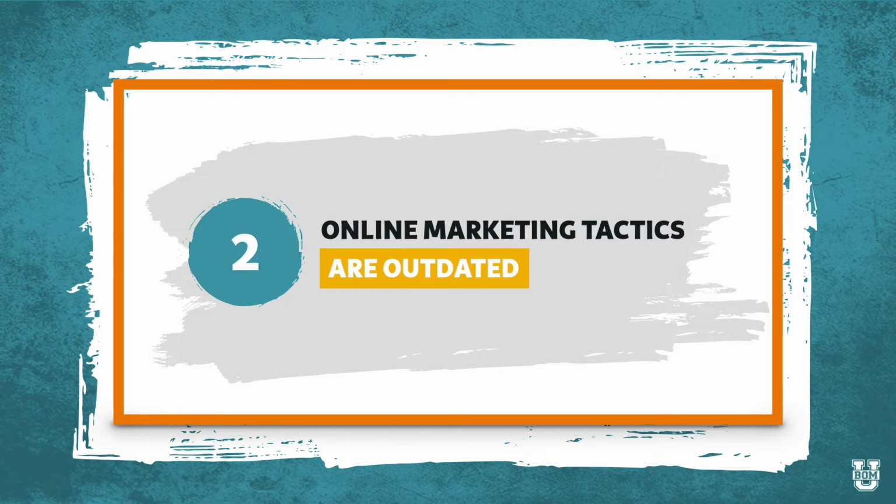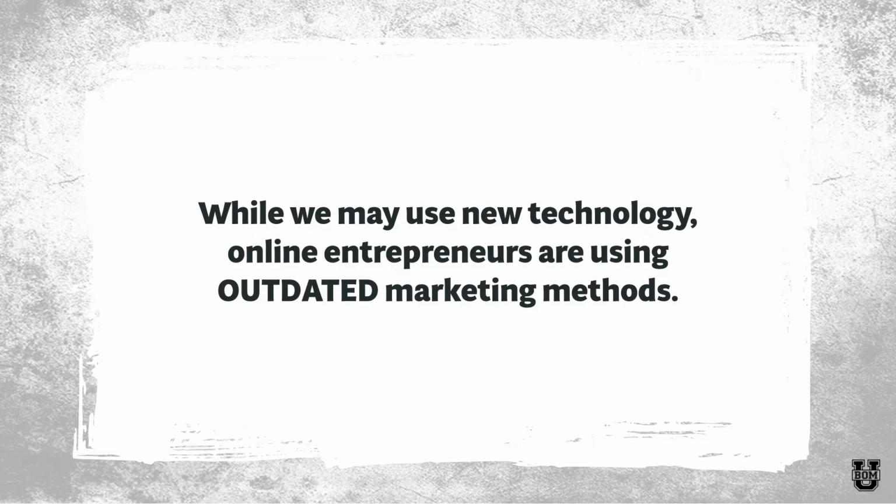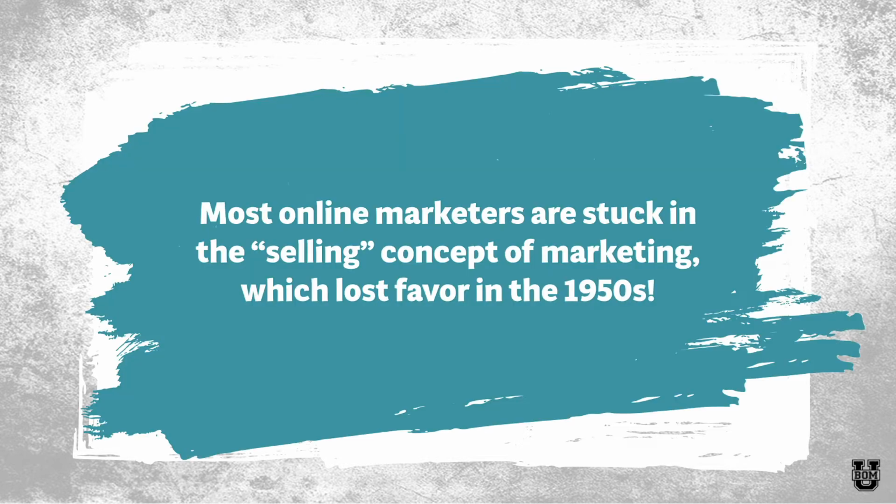Now I want to go to the next piece, which is that online marketing tactics that most people are teaching are way outdated. While we may use new technology, online entrepreneurs are generally using outdated marketing methods. Most online marketers are stuck in the selling concept of marketing, that third of the 5 concepts we talked about. That's a concept that actually went out of vogue in the broader marketing world in the late 1950s. Yet that's what we're using.